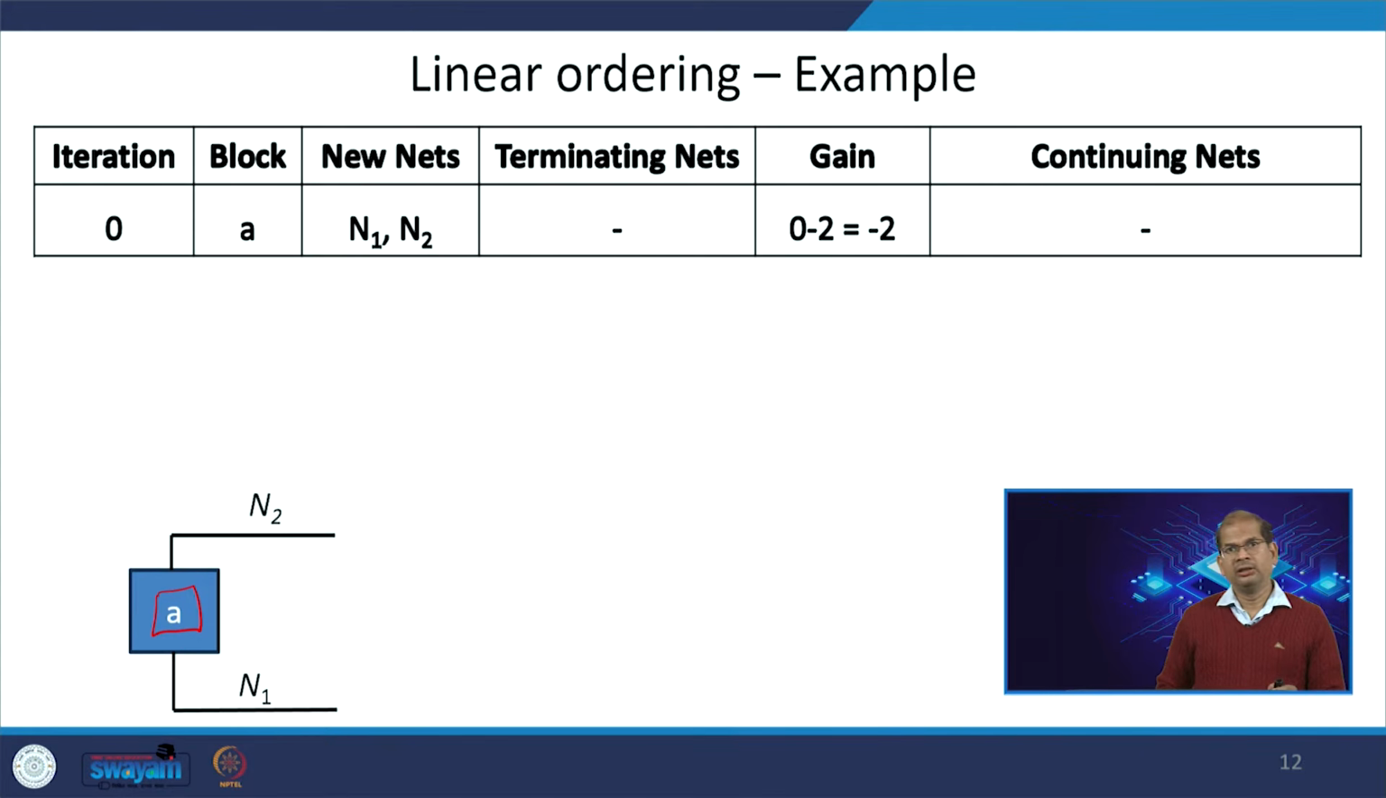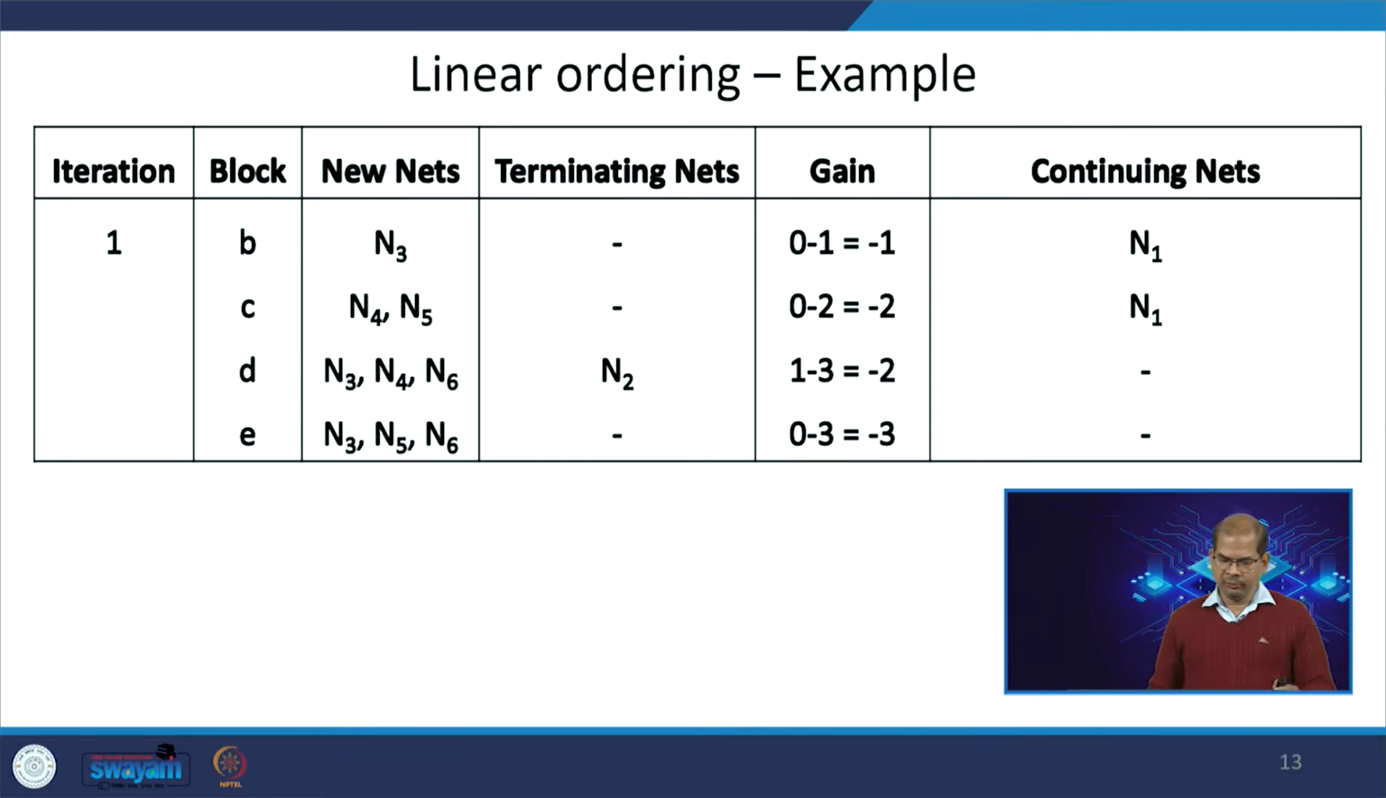So, what are the new nets at this point? N1 and N2 are the new nets. And what is the terminating net? Since it is the first block, there is no terminating net. So, our gain is basically new nets minus the terminating net, hence my gain is minus 2. This is the gain at the first iteration.